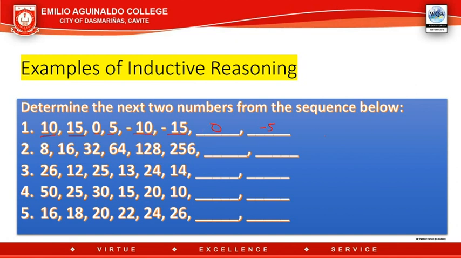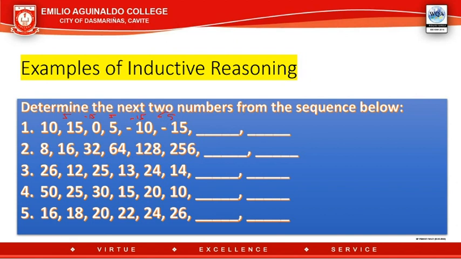This was just my observation, because if you're going to find the differences between the values of the present term and the previous term, you will not arrive with a correct answer. Kasi kung titingnan naman natin yung differences, we have here 5. So, nag-plus tayo ng 5, minus 15, plus 5, minus 15, okay, minus 5.